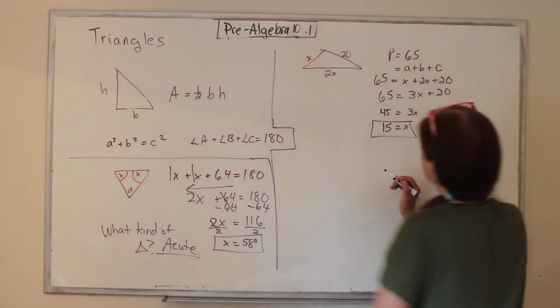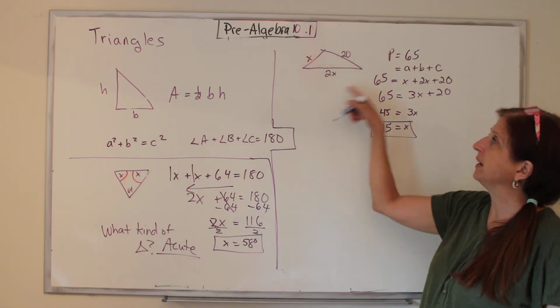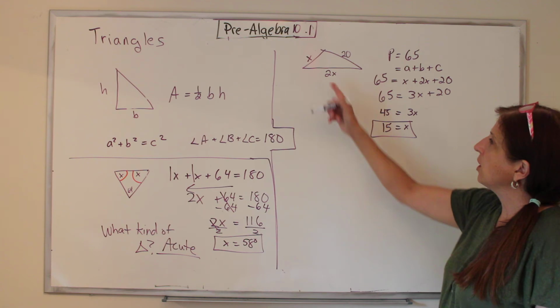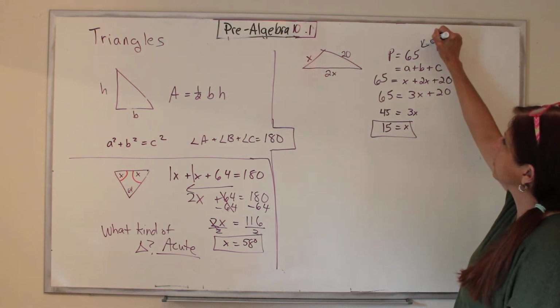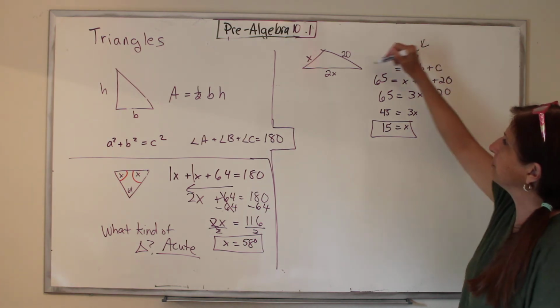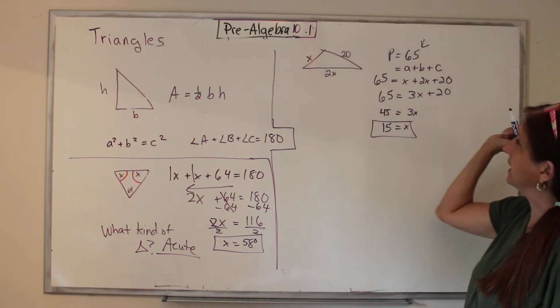Okay, so here I have a scalene triangle with 3 sides that are not equal. One is x, one is 2x, and one is 20. And we're told the perimeter is 65. And how you get perimeter is you add up the 3 sides.